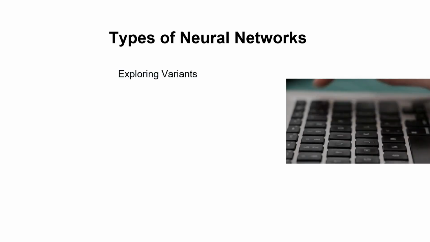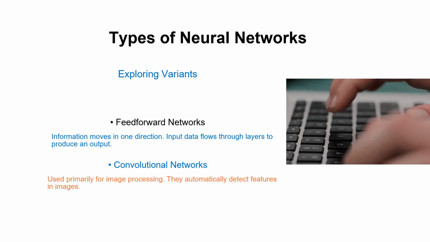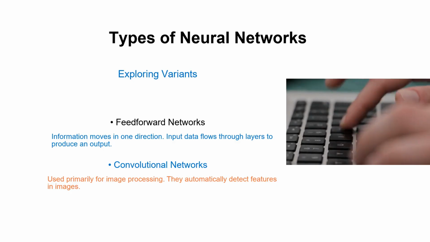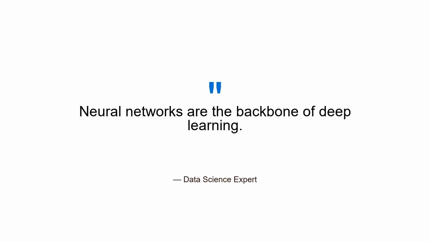There are various types of neural networks, including feed-forward networks, where information moves in one direction. Convolutional networks are another type, primarily used for image processing. This quote captures the essence of neural networks in deep learning. They are indeed the backbone that supports many modern AI applications.